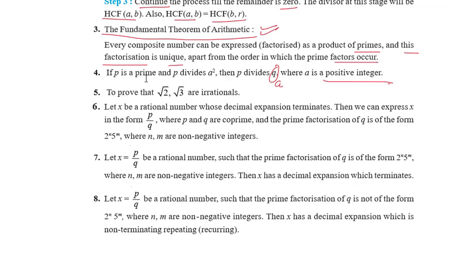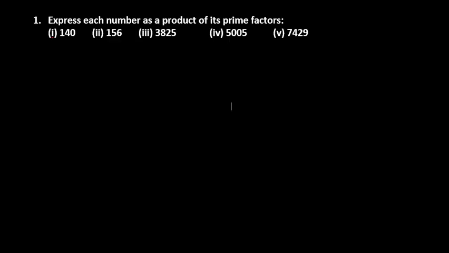Before I see other points, let us see problems from exercise 1.2 first. The first problem is: express each number as a product of its prime factors. The first number is 140. Now in 10th standard, if you see the NCERT textbook, they have given one method called the factor tree method to factorize. So anyway you can factorize 140.